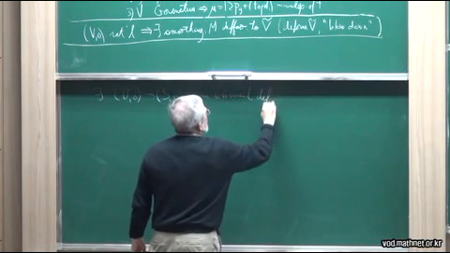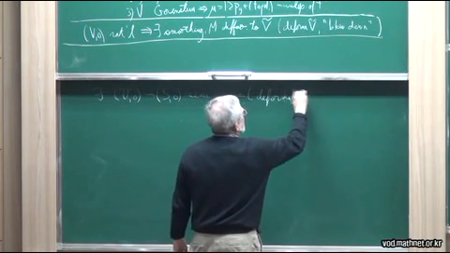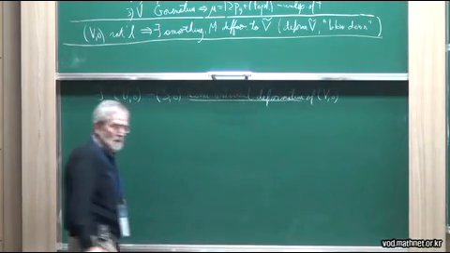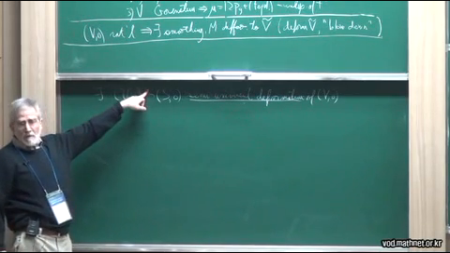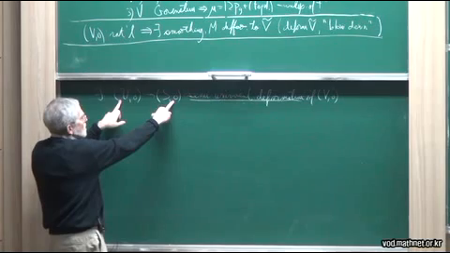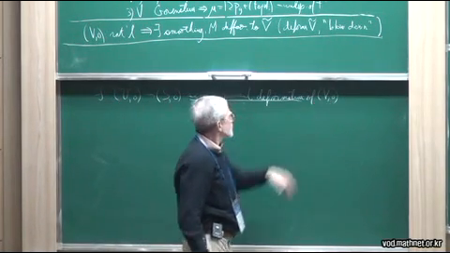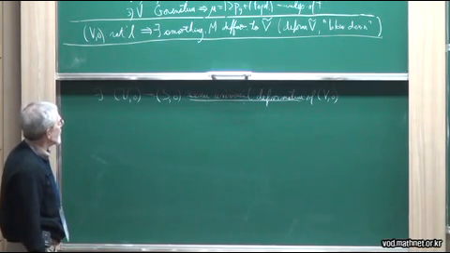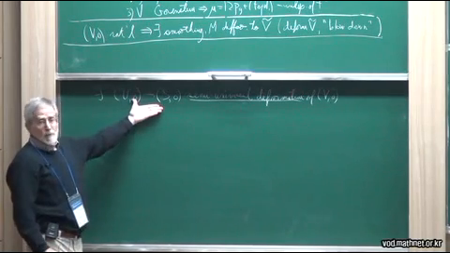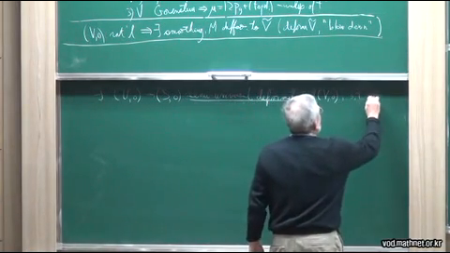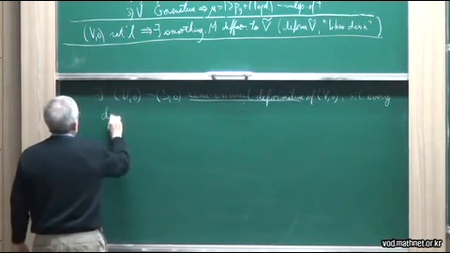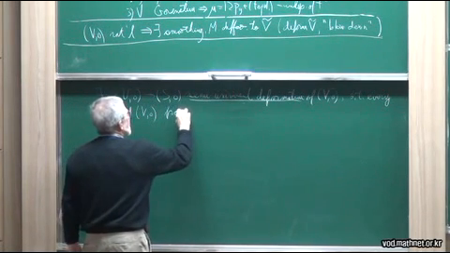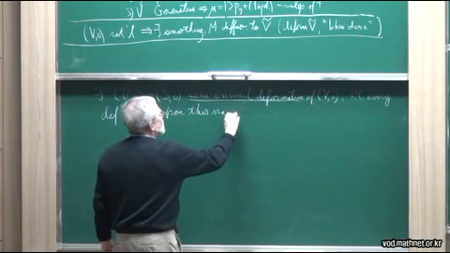Semi-universal deformation of the germ V0. That means, of course, this is a flat morphism, and you have an identification of the special fiber with V0. Such a thing exists. And what is the property of a semi-universal deformation? Every deformation of V0 is obtained from this via a base change.